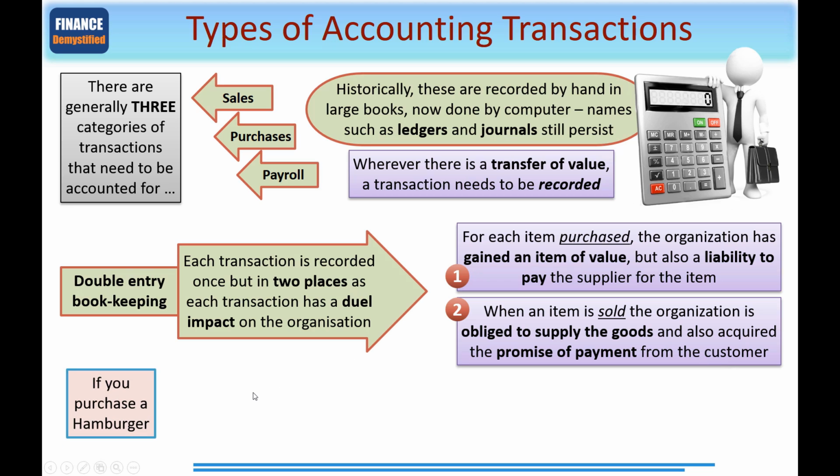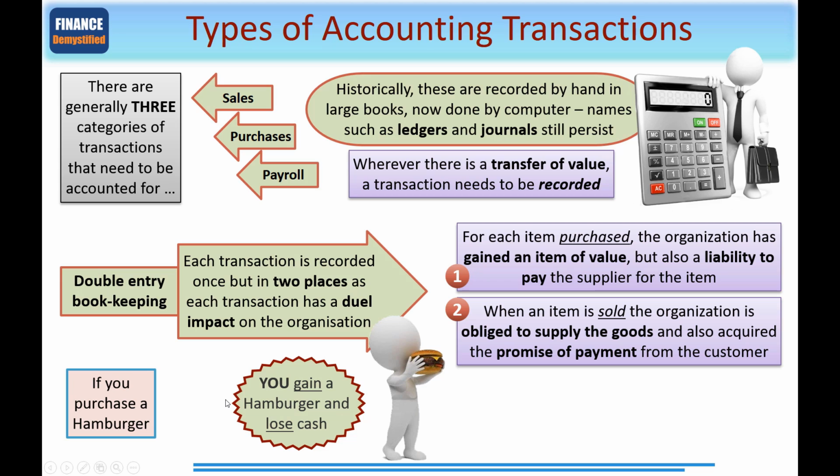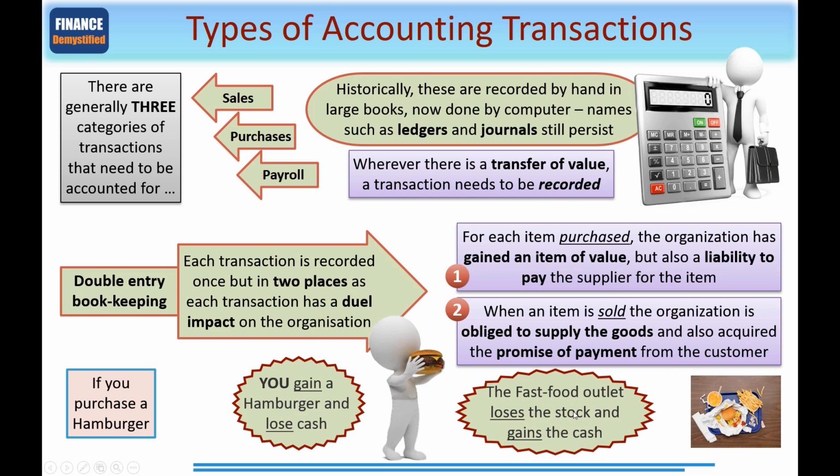A very, very simple example here. Suppose you wanted to purchase a hamburger from a fast food chain. So what happens here? You go in, you queue up and you buy the hamburger, possibly a hamburger meal. You gain the hamburger and of course you lose the cash. Looking at it from the perspective of the fast food chain, they have lost an item of stock, the hamburger. However, they've gained the cash that you paid them for the hamburger. So here, although it's only one transaction, in an organisation's financial records, you'd expect both sides of this to be recorded. Let's now look at the ways in which that occurs.